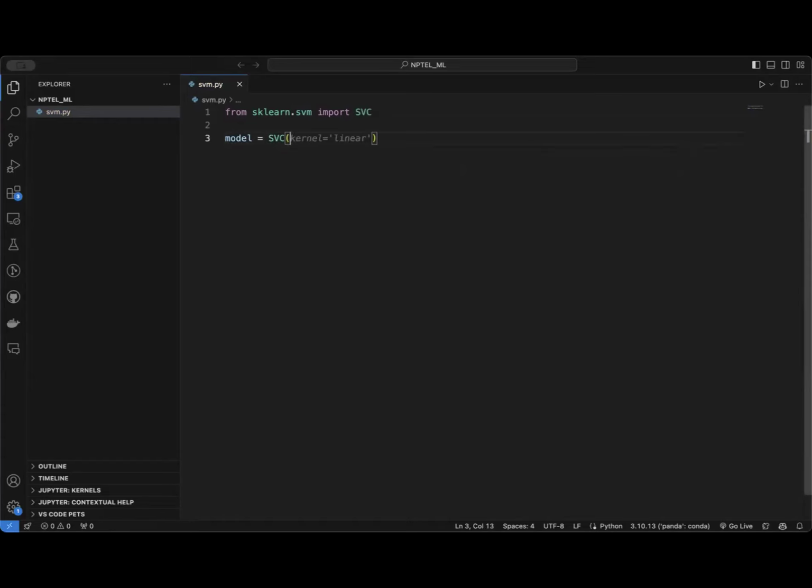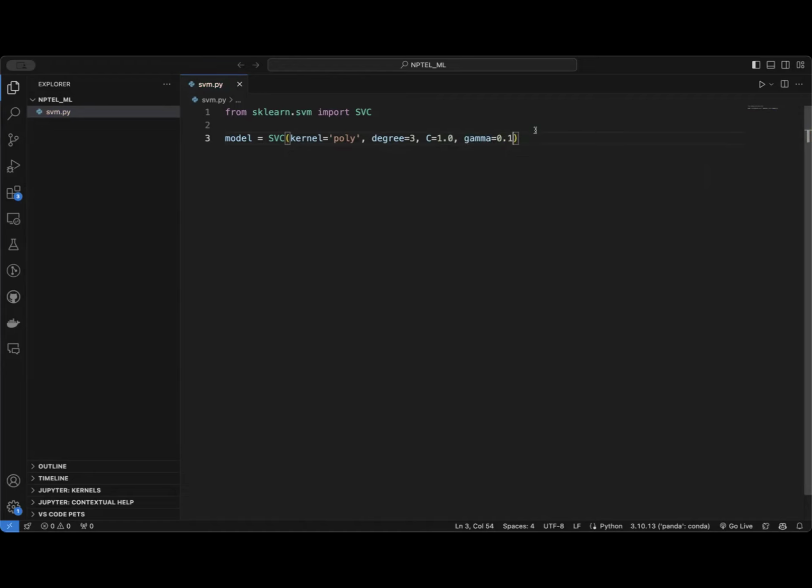SVC. Kernel equals polynomial or linear? Polynomial, right? And then degree equals 3, C equals 1.0, I guess. Yeah, degree equals 3, C equals 1.0. Anything for gamma, I guess. Gamma equals 0.1. Yeah. Sorry, you startled me.